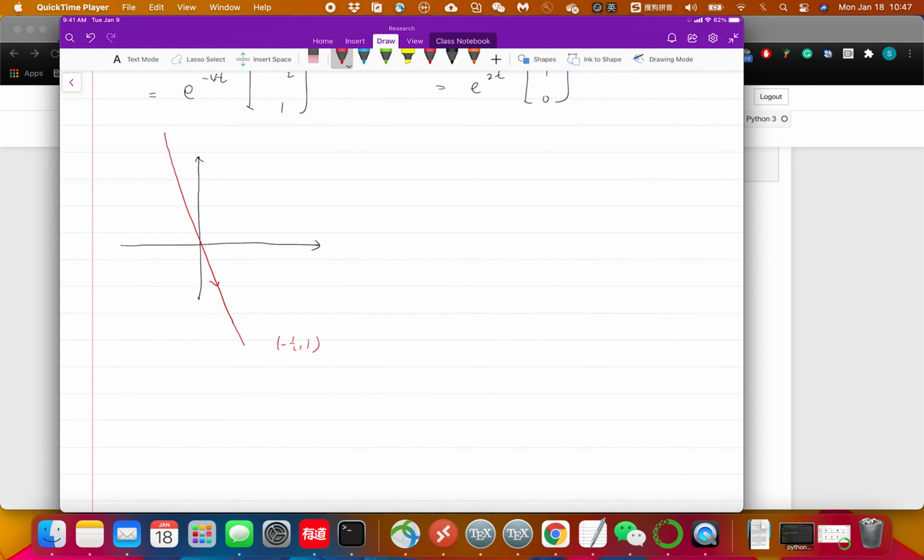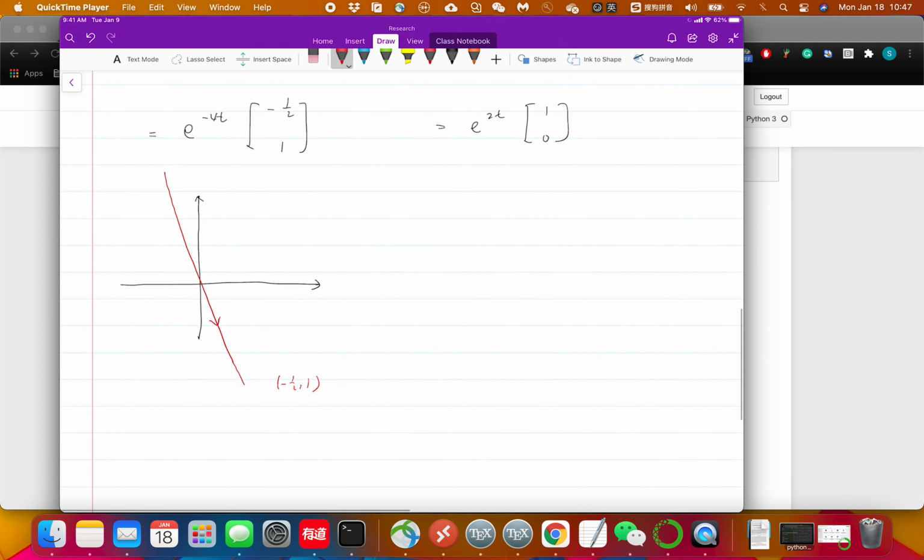Okay, particularly this one. Now what I have is, let's make it clear, -1/2, 1. So let's be careful here. Don't just write down something. This is -1/2, 1. Okay, that's the vector. Now what we have is e to the -4t times this one. What does it do? Think about it.